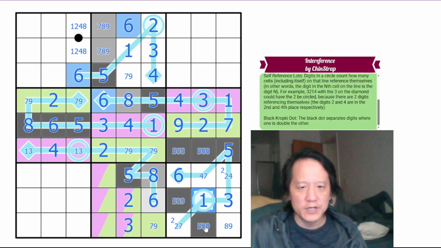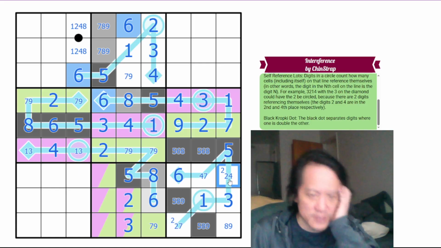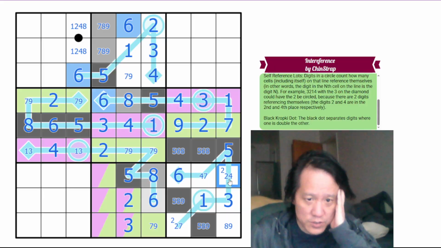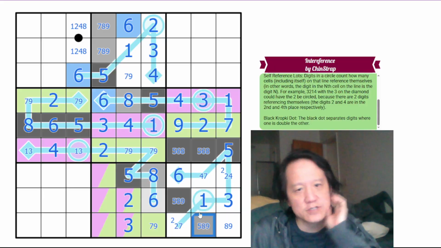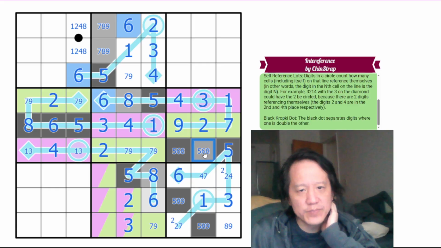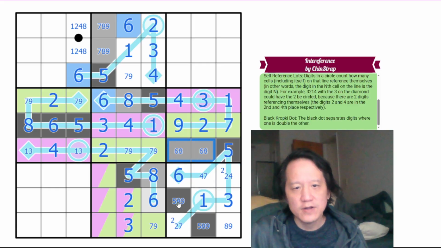We have 1 self-referencing. So that means 6 is not self-referencing, 5 and 3 are not. It's either 7 self-referencing or 4 is self-referencing. We're not sure which. Well, that matches. Okay. These can't be 5. This can't be 9 here.